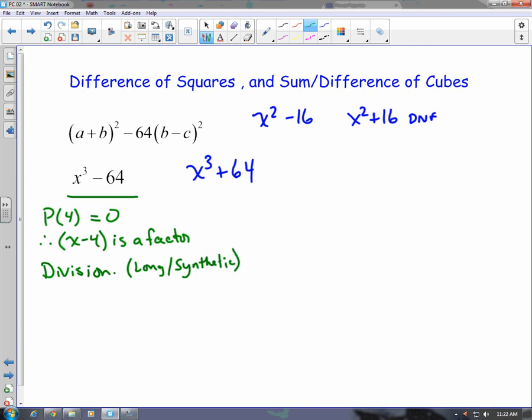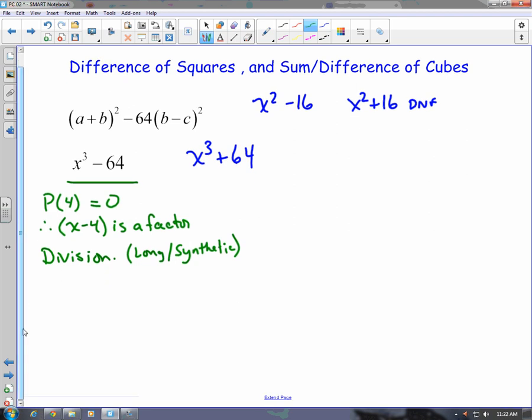Synthetic division works here. Later on in the course, synthetic division doesn't work, because synthetic division is a shortcut for particular types of division. All right, so let's do the synthetic division. Now, can we use 1x cubed minus 64? Remember, you must have all the descending powers there. So we've got 1x cubed, we've got 0x squared, we've got 0x, and we've got negative 64.